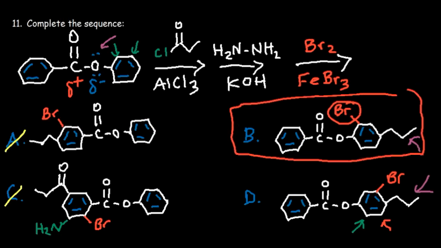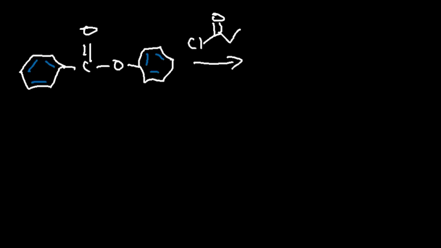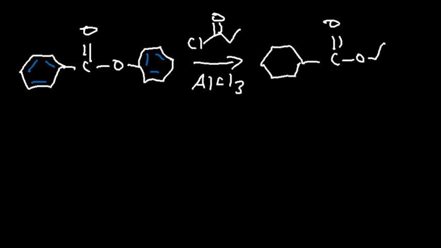But now let's write out everything. So the first reaction is a Friedel-Crafts acylation reaction. The catalyst takes away the chlorine group, and the carbonyl group adds itself to the ring. And it goes on the para position initially.